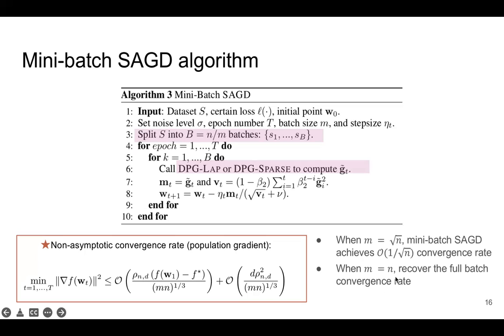And when m equals n, that means it's full batch, right? You can recover the full-batch convergence rate, 1 divided by n to the power of 2 divided by 3. So the mini-batch SGD has the advantage of decreasing the computation complexity, but it exhibits a slower convergence rate than SAGD.